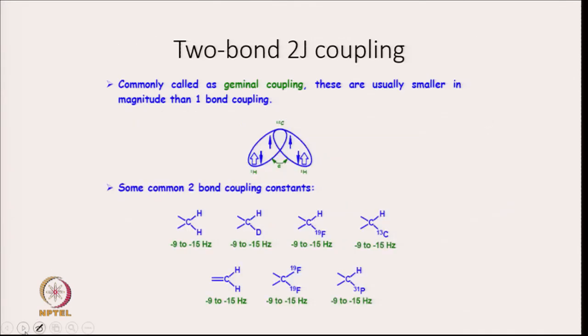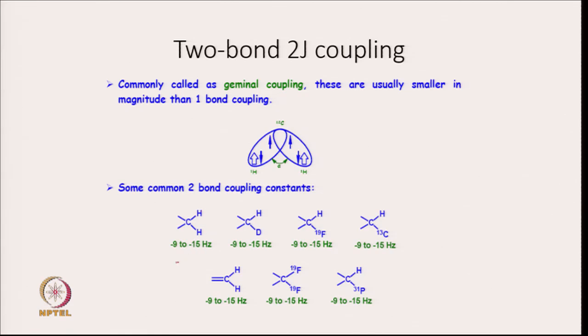Then there is 2 bond, 2J coupling, commonly known as geminal coupling. It is usually smaller in magnitude than 1 bond coupling. So, this is your geminal coupling, and you can see that C is attached to this H, and this is known as 2 bond 2J coupling, and some 2 bond coupling constants are given here.